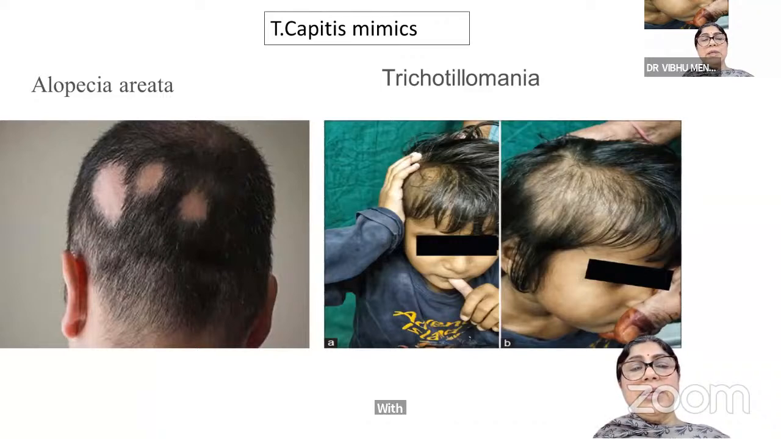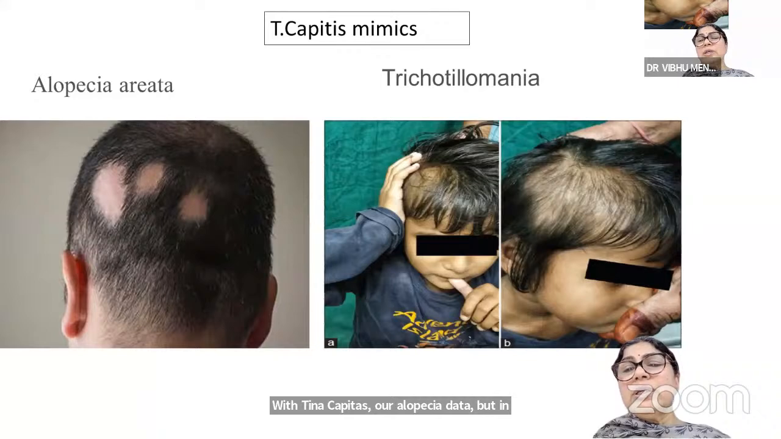But in alopecia areata, it is a smooth bald patch. There is no scaling, there is no erythema. Trichotillomania is another condition in children, which is again a behavioral disorder.